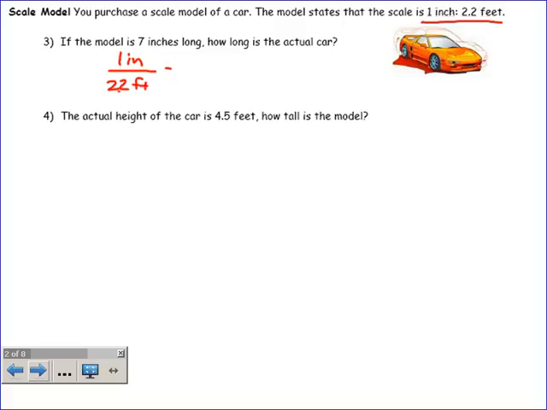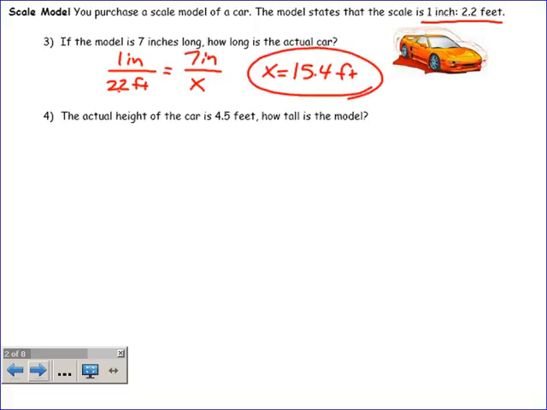And what do we know? Does the 7 inches go on top or bottom? Top, because we have 1 inch on top, so we'll have 7 inches on top, and there's the x. What we'll do is cross multiply and then divide. So the actual car length, what did you guys get? Yeah, so 15.4. What would the units be? Definitely have to be feet. We're talking about an actual car. It's not going to be a little bit over a foot. It's going to be 15 feet long.